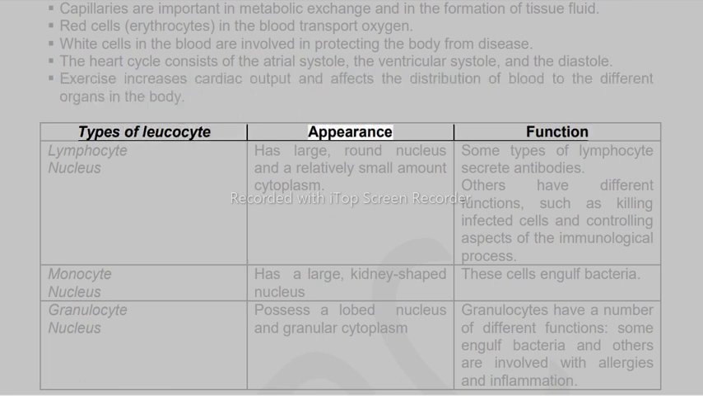Types of leukocyte, appearance, function. Lymphocyte: nucleus has a large, round nucleus and a relatively small amount of cytoplasm. Some types of lymphocytes secrete antibodies. Others have different functions, such as killing infected cells and controlling aspects of the immunological process. Monocyte: nucleus has a large, kidney-shaped nucleus. These cells engulf bacteria.